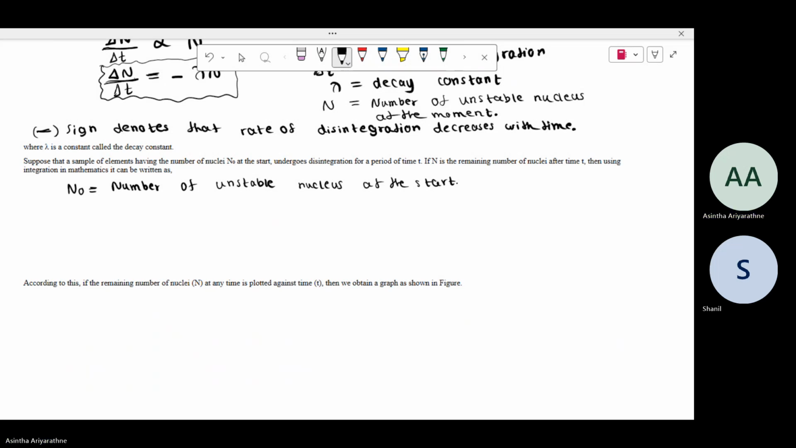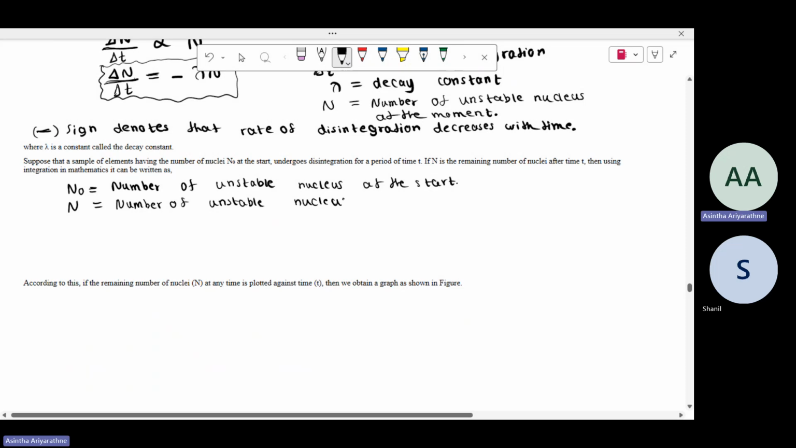Then, over t amount of time, the disintegration process happens. So after t amount of time, if N is the number of unstable nucleus remaining, we can find this N.